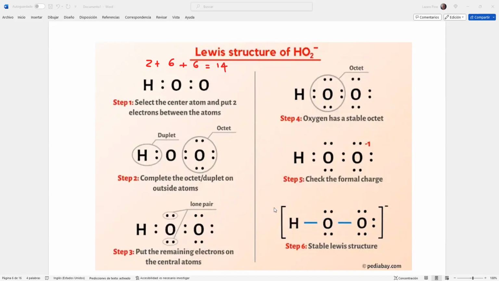And now you see that this oxygen has the octet rule. This also has the octet rule. And what is the problem? That you have an extra electron here because it's an anion. And how can you represent this electron in the case of an ion? Well, you put it into brackets and you represent the charge of the ion outside. This is the stable Lewis structure for this ion.